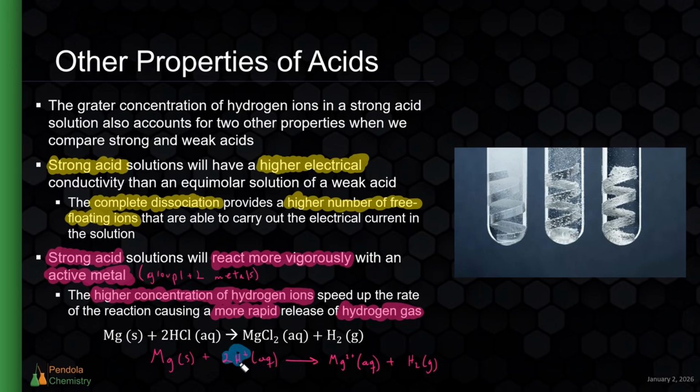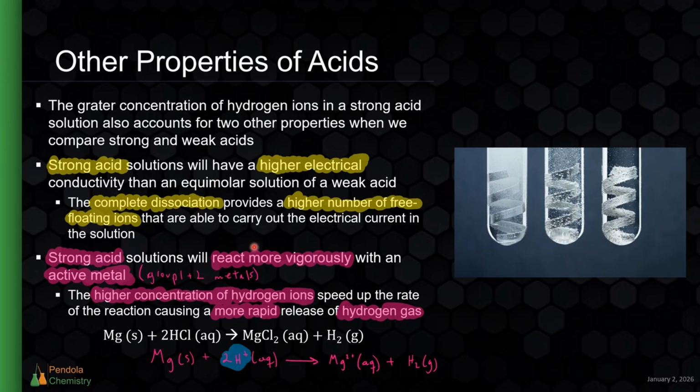Because hydrogen ion is one of the main ions in this reaction, the more hydrogen ion we have, the more quickly this reaction happens. Meaning that a strong acid, which has a much higher concentration of hydrogen ions, is going to undergo this reaction a lot more quickly, giving you more gas per second. And that's why a strong acid like this one, I believe this is hydrochloric acid, is going to react with this magnesium metal a lot more quickly than a weak acid like this one. And so we got a more vigorous reaction with a strong acid.